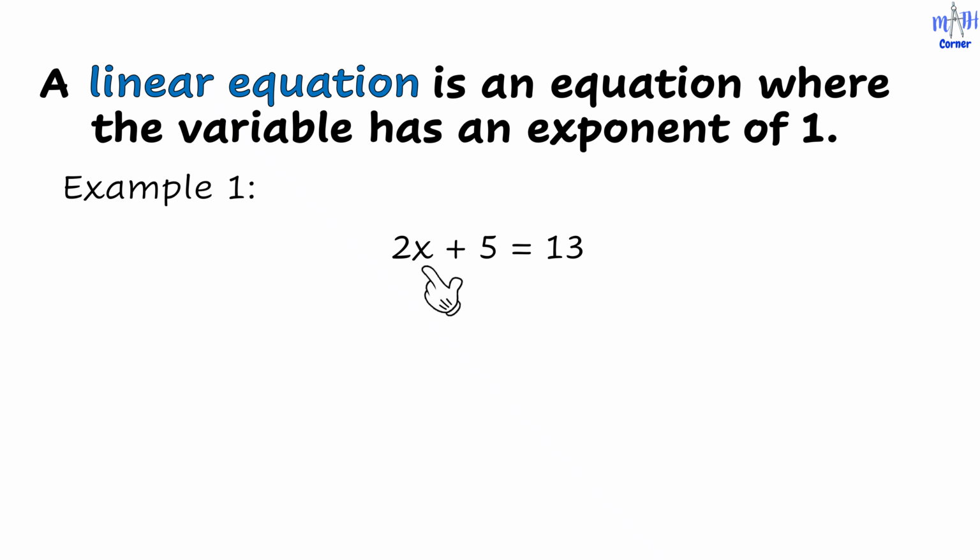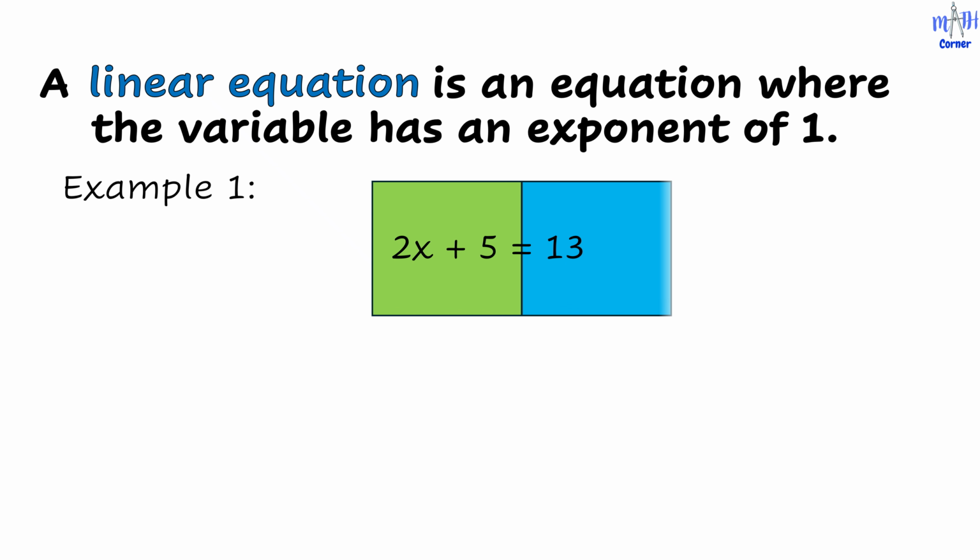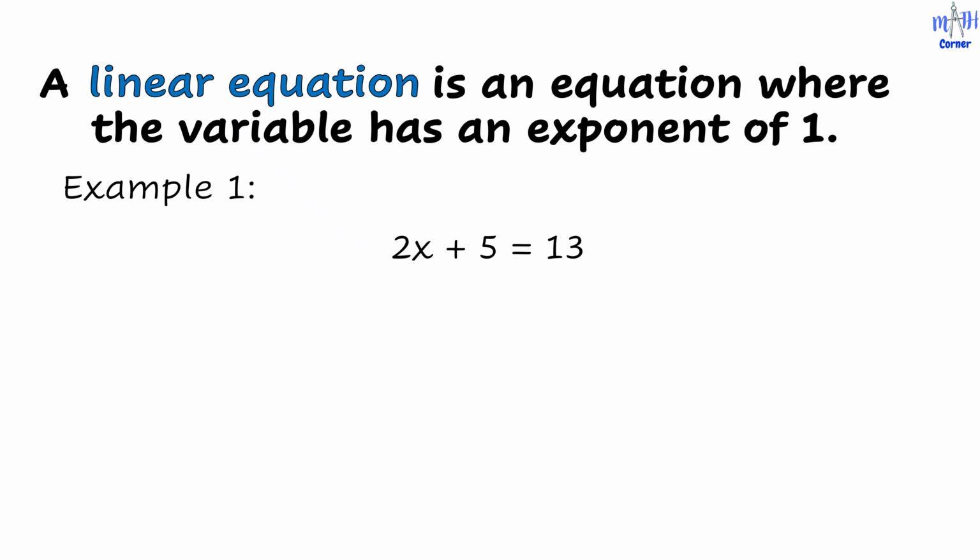Here's the key idea. Whatever you do to one side, you must do to the other side. Think of it like a balanced scale. You want to keep both sides equal. Let's solve. Step 1. Remove the constant.